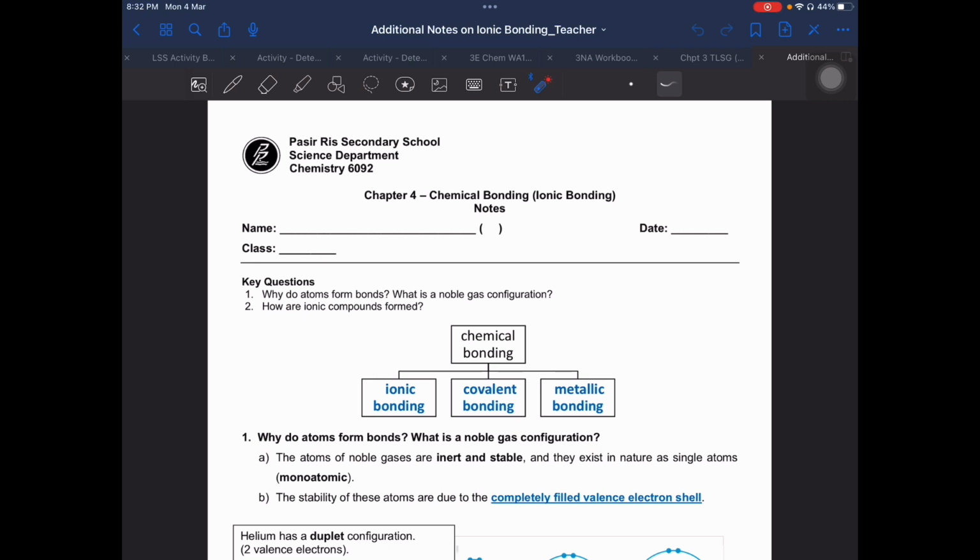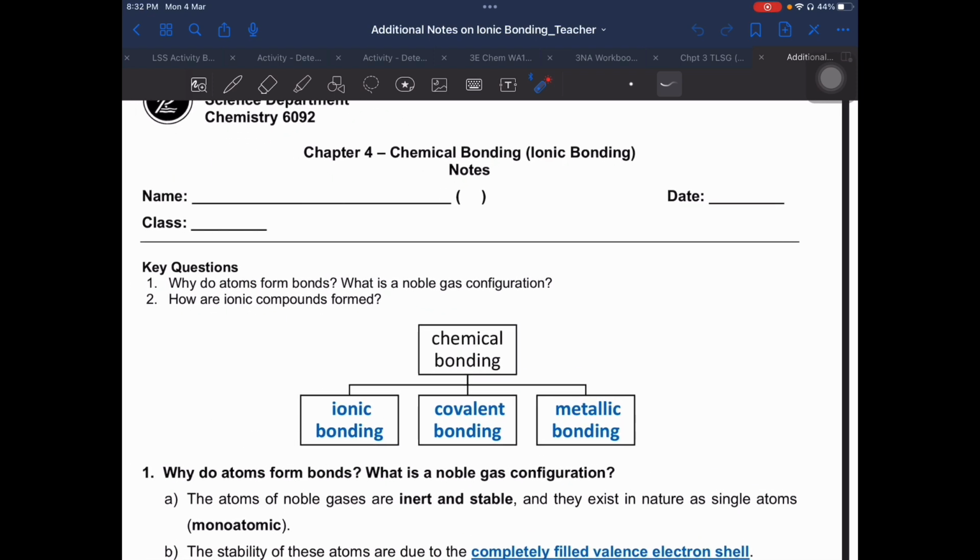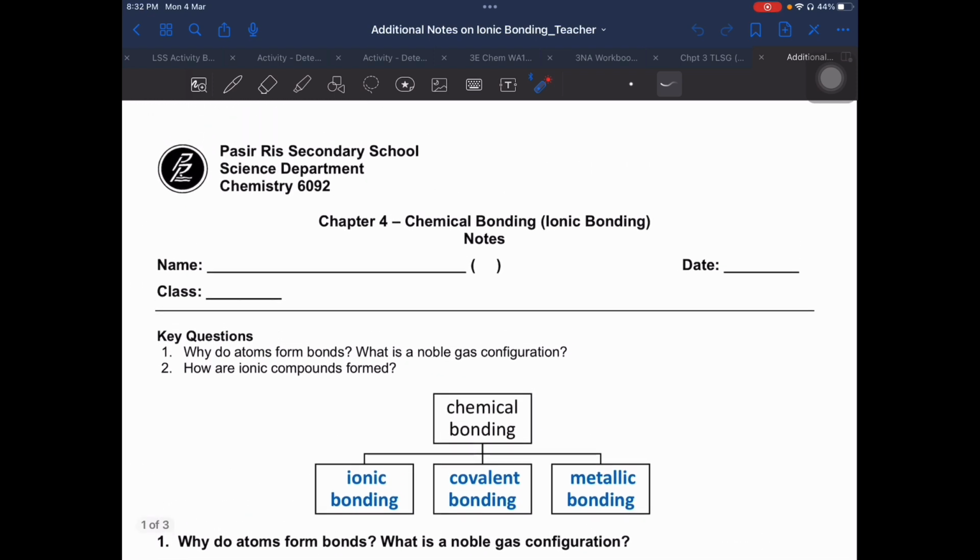So let's get started. As you go through this, you'll realize that in your notes there'll be blanks, and if I'm not wrong, the blanks correspond to the blue font words over here, right? So let's get started first with page 1.